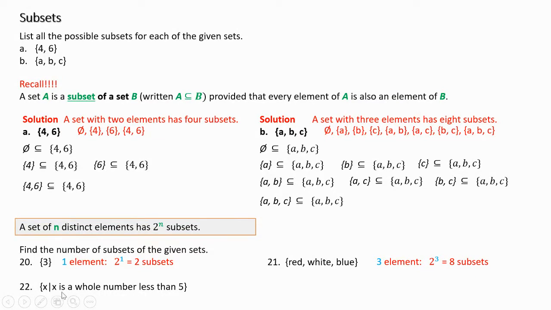How about this one here? Remember, x is a whole number less than 5. Remember, the whole numbers start with 0, correct? So it's 0, 1, 2, 3, 4 is the set of elements x such that x is a whole number less than 5. So it cannot be 5, it has to be less than 5. So you start with 0: 0, 1, 2, 3, and 4. There are 5 elements. So 2 to the 5th power equals 32.